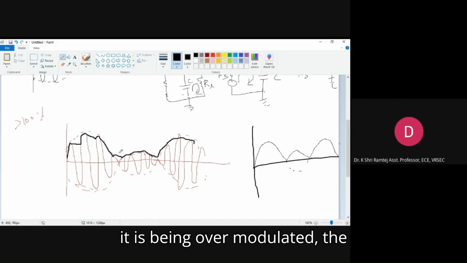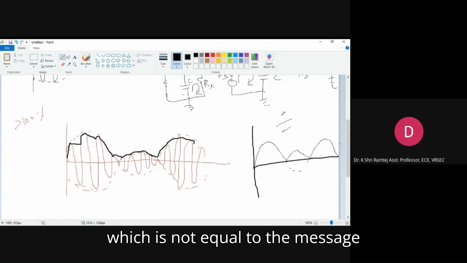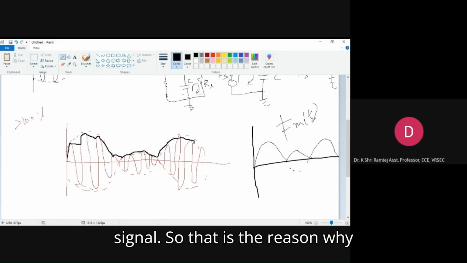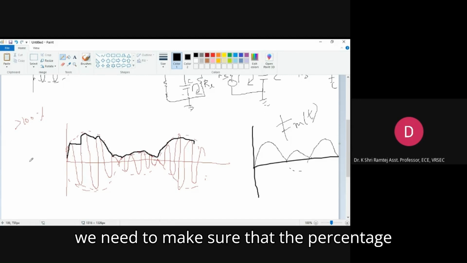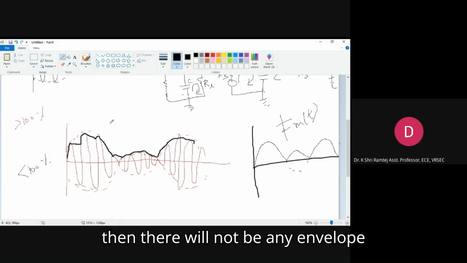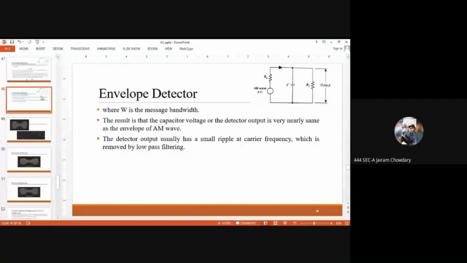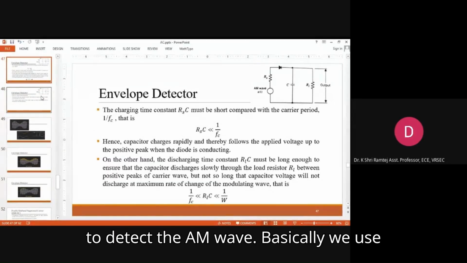Since it is being over modulated, the envelope will look something like this, which is not equal to the message signal. So that is the reason why we need to make sure that the percentage modulation is always less than 100%. Only then there will not be any envelope distortion. And so this is how the envelope detector is used to detect the AM wave.